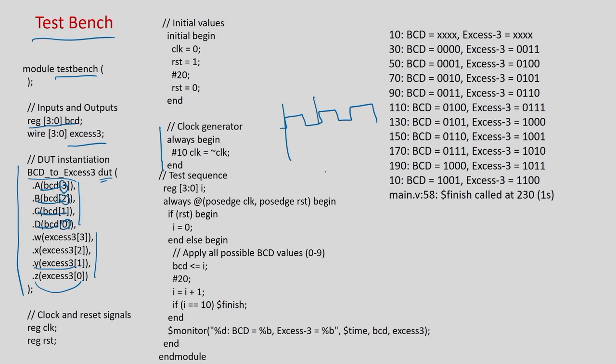So this is a duty cycle of 10, right? This is 10, this is 10, so overall 20. After every 10 units of time, the clock will become the complement of its value, okay? And since there is a register, I also put a reset. And what I am doing here is I put an always block, okay?